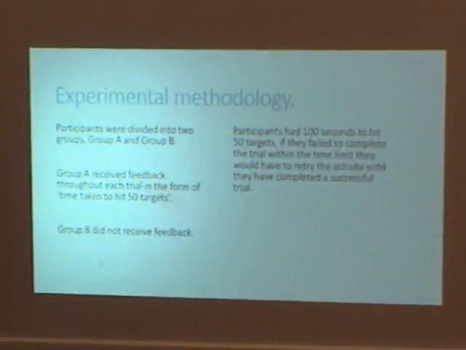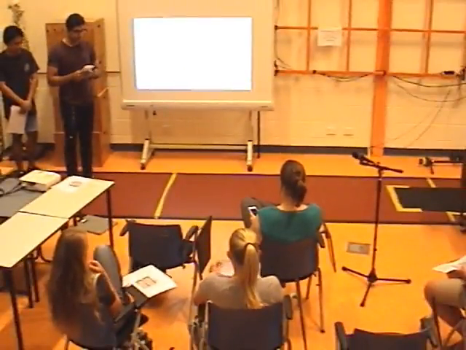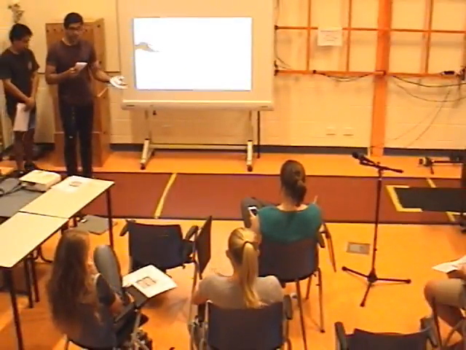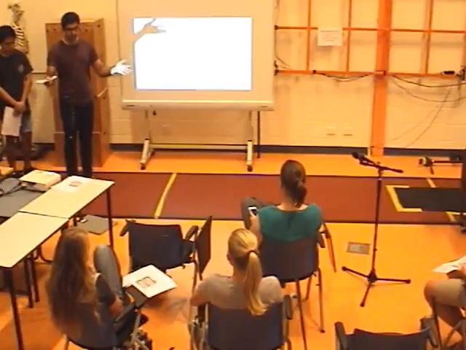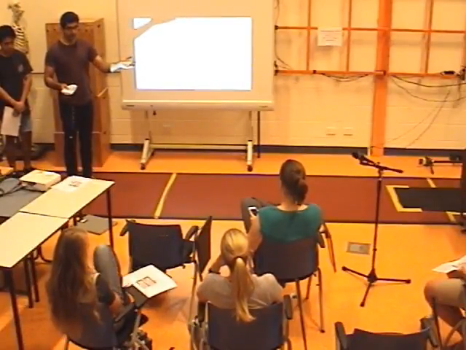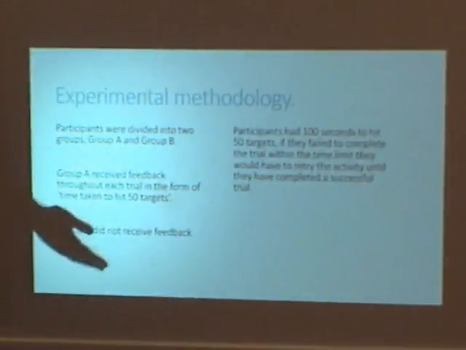Okay, so I'm just going to be talking about the methods of this experiment. There were a total of 12 individuals in this experiment, divided into two separate groups, Group A and Group B. Group A was given feedback in the form of time at the end of every trial, and Group B wasn't given any feedback.